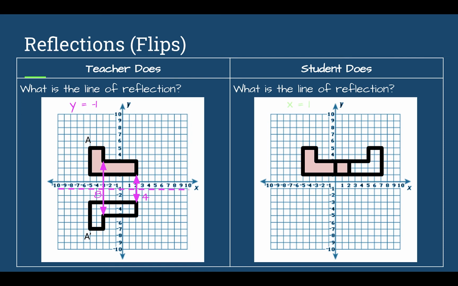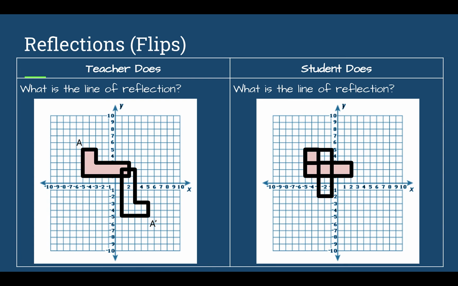Let's check. You should have found that the line of reflection was x equals 1. It is that vertical line right there where everything is an equal distance on both sides. Remember, if you are having trouble, if it's x or y equals, it went through the x-axis, and how many over did it go? 1. So x equals 1.